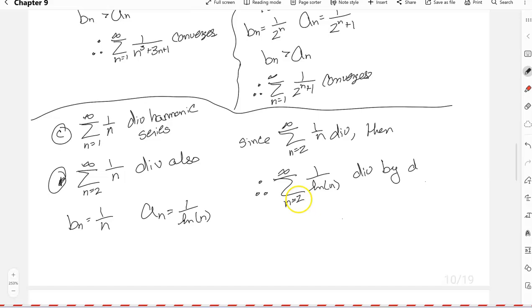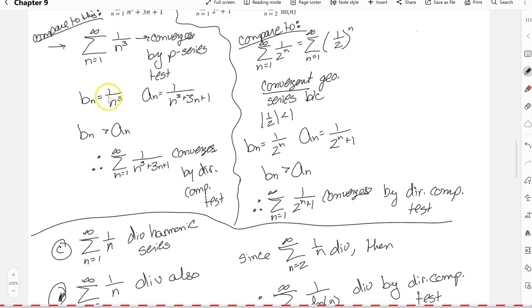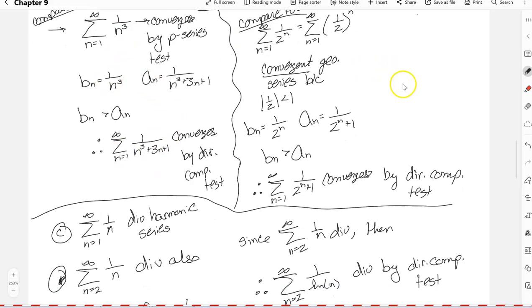And this is by direct comparison test. So it's always good to identify direct comparison test. So if you suspect divergence, pick something smaller, a sequence that's smaller. If you suspect convergence, you want to pick something that's bigger.